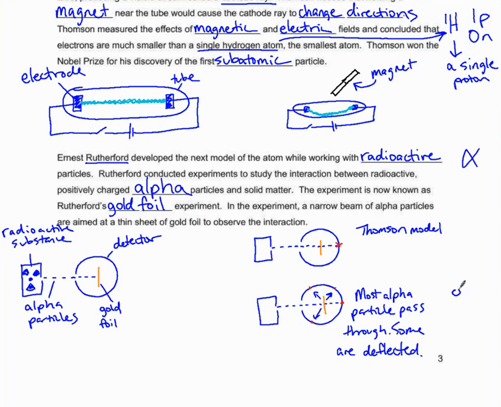Here's what they decide. So this gold foil, maybe actually everything is really far apart. And so we're getting these alpha particles that are coming through and just going by. Some of them may be getting close, and they're being changed in direction just by being close to them.